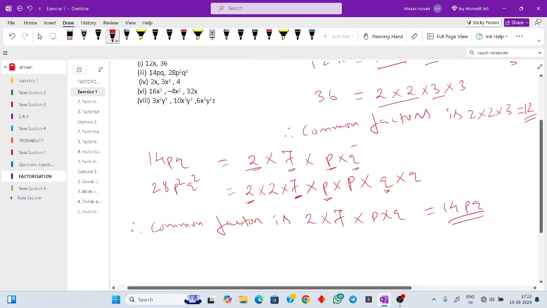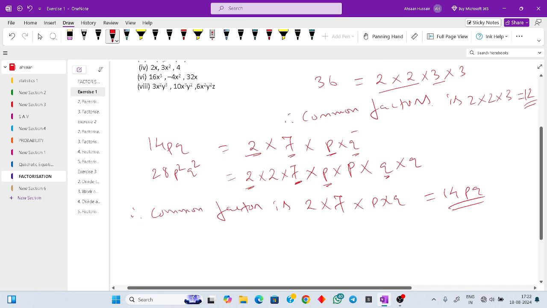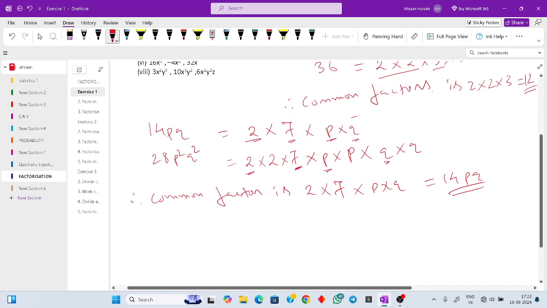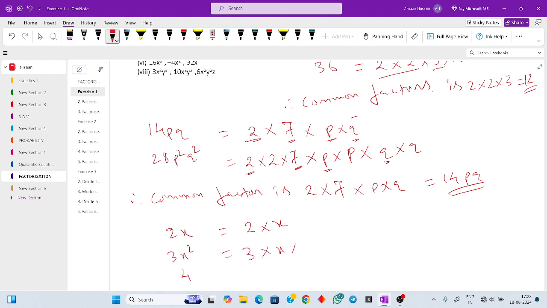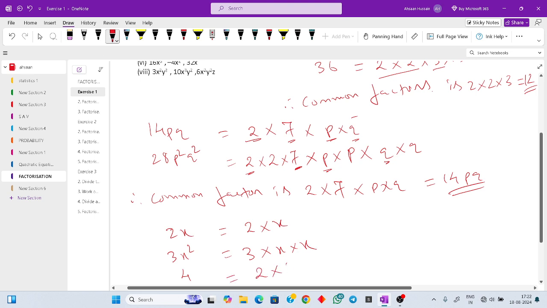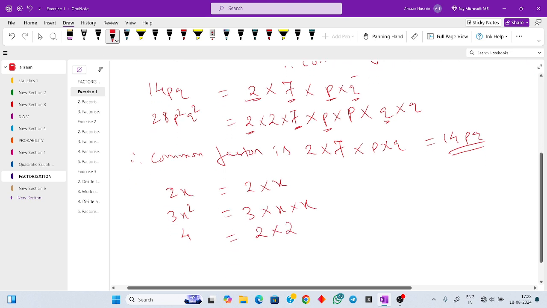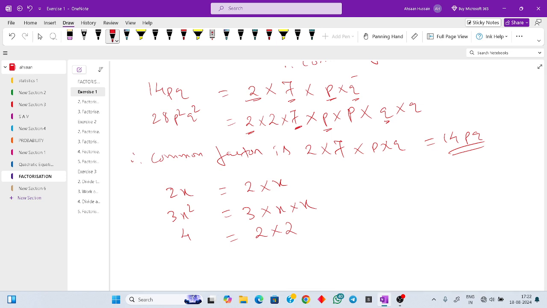Okay. Our next question is 2x, 3x square and 4. So 2x means 2 multiplied by x, 3x square means 3 multiplied by x multiplied by x, and 4 means 2 multiplied by 2. Now can you see any common factor between these three? The answer is no, because 2 is not present in the second one and x is not present in the third one. So we see no common factor.